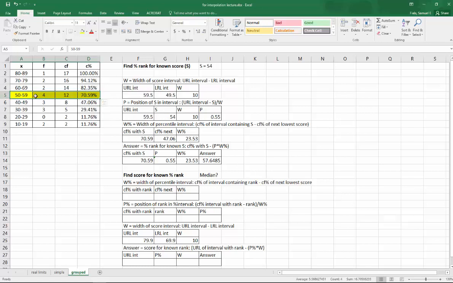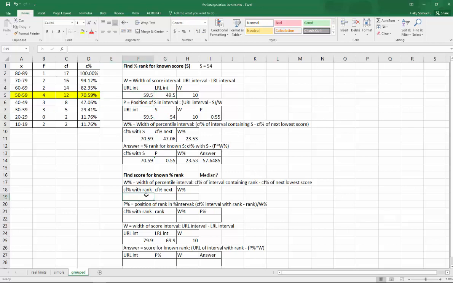That median is somewhere between 49.5 and 59.5, right? Which, with again, what score is at the 70.59th percentile? Well, the upper real limit of this interval. So the score of 59.5 is at this rank, 70.59. So the score that's below that but above this one is going to be somewhere between 49.5 and 59.5. Okay, so the upper limit and lower limit stays the same because it's the same one we're looking at.